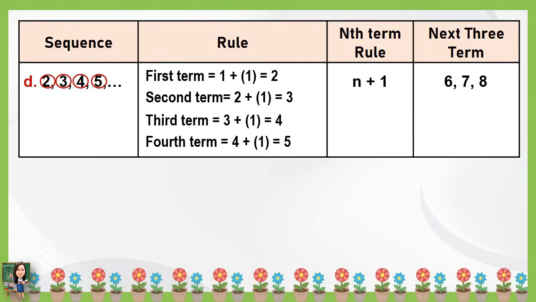How do we get that? That is 5 plus 1 equals 6. 6 plus 1 equals 7. And 7 plus 1 equals 8.